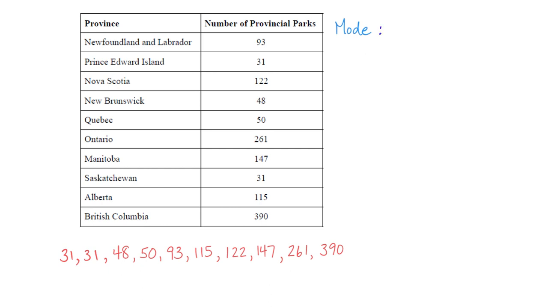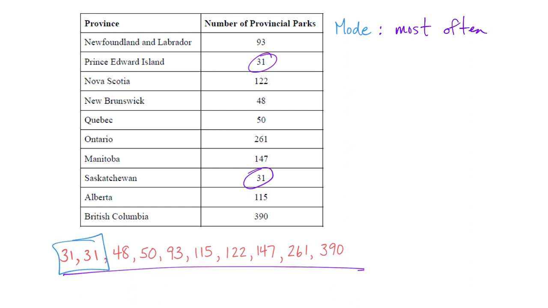Key thing to remember for mode means most often. So what we're looking for is the data that shows up most often. And you'll find that as you take your peek. When I write everything out in numerical order, it does become easier to see. In a small data set, it's not too bad. You can identify, hey, 31 shows up twice. But in numerical order, you can also see it pretty easily there. So in this case, our mode would be 31.